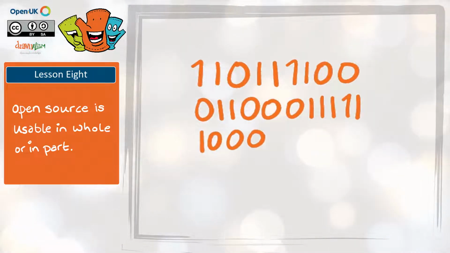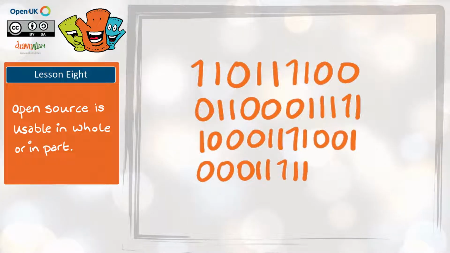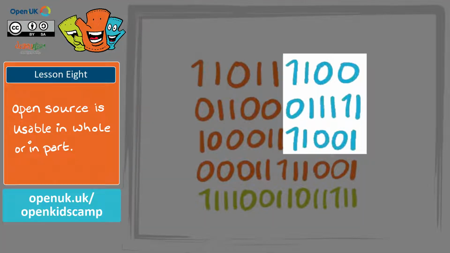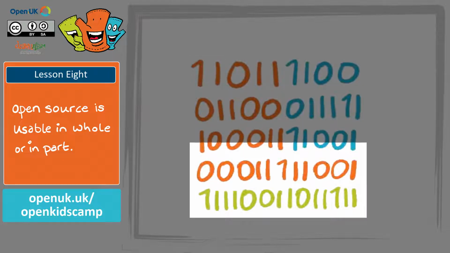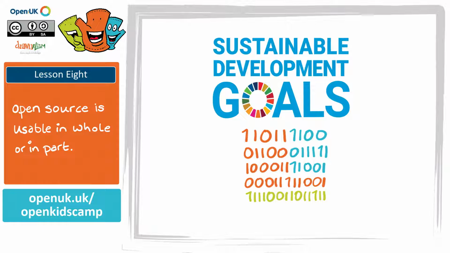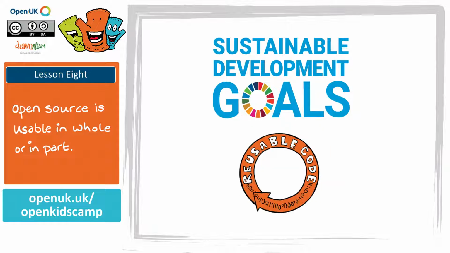Open source is usable in whole or in part. So, where code is provided as part of something else, the code can be redistributed and used independent of the whole code originally provided. This is great. Open source software allows you to use, reuse, and recycle code in line with the SDGs and saves a huge amount of time and money in creating code.